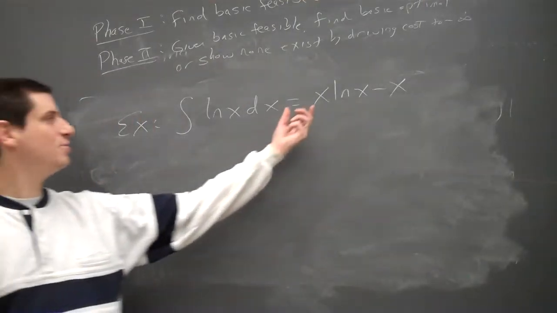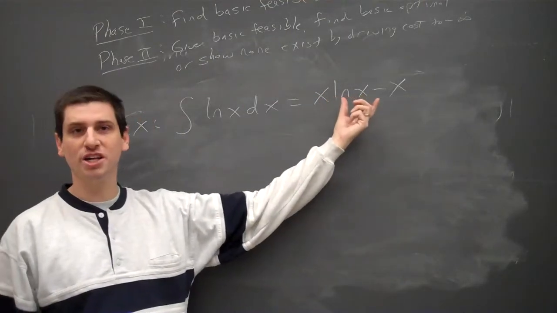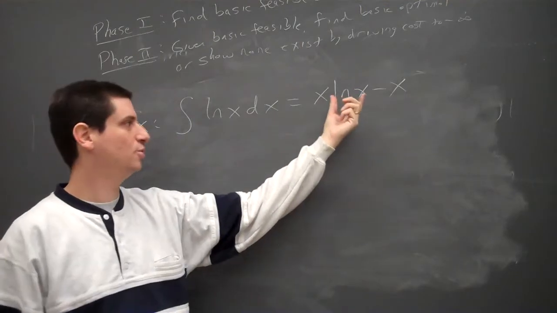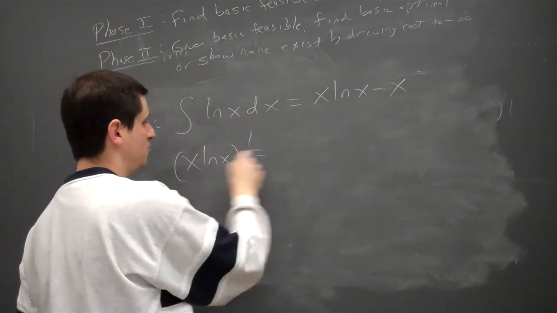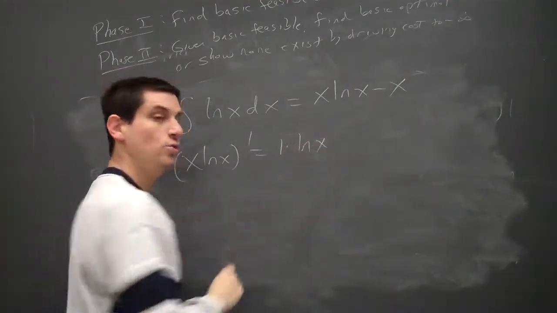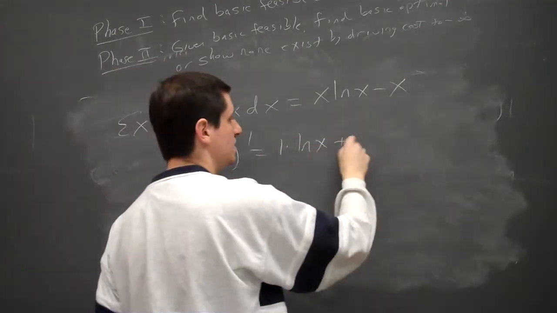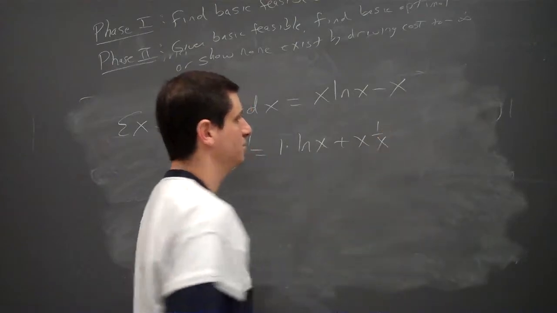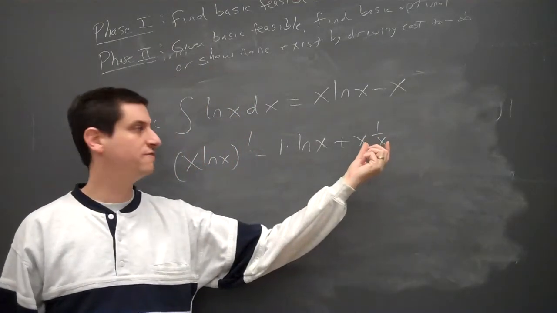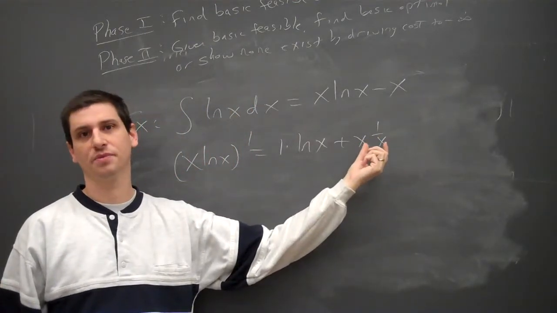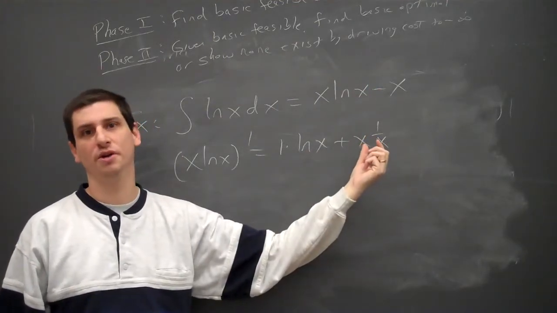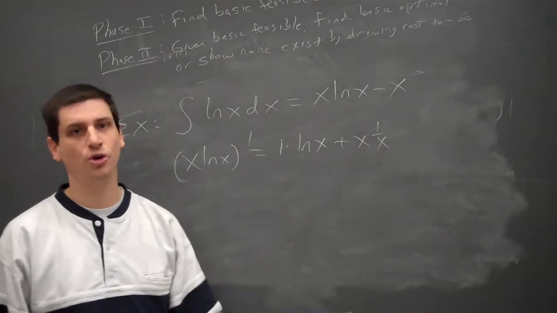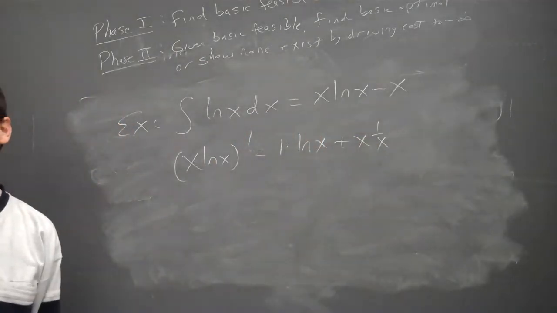And if you start playing with it, if I take the derivative of x log x using the product rule, I get the derivative of x, which is 1, times natural log of x, plus x times the derivative of log x, which is 1 over x. So I'm off by an extra plus 1. So I need to subtract a function whose derivative is 1. So I can take my guess and I can refine my guess.